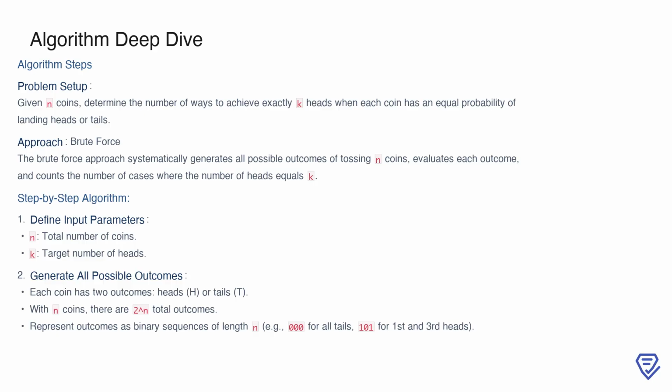To break this down, we first define our input parameters, n, representing the total number of coins, and k, the desired number of heads. Then, we generate all possible outcomes of tossing n coins. Since each coin has two possible outcomes, heads or tails, the total number of outcomes is 2^n. These outcomes can be represented as binary sequences of length n, where a 1 indicates a head and a 0 indicates a tail. For example, the sequence 101 means the first and third coins landed heads while the second landed tails. This systematic enumeration forms the basis of the brute force approach.